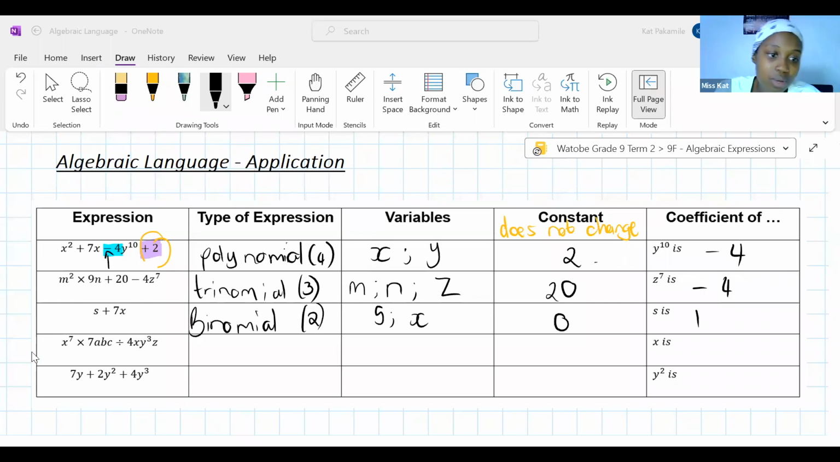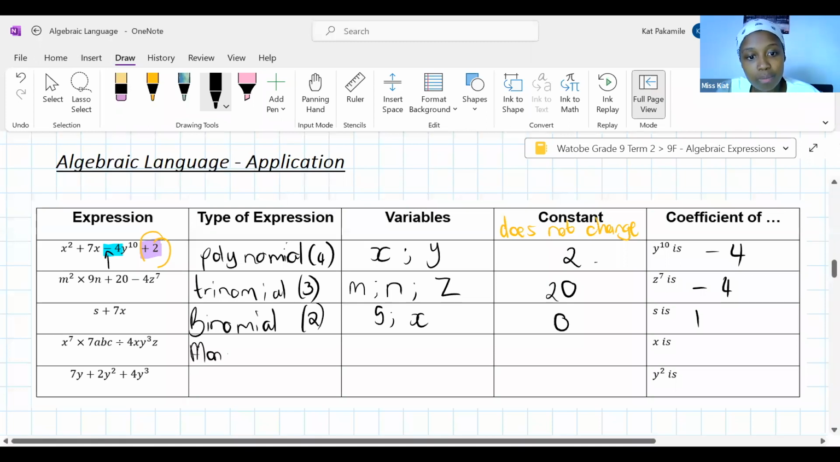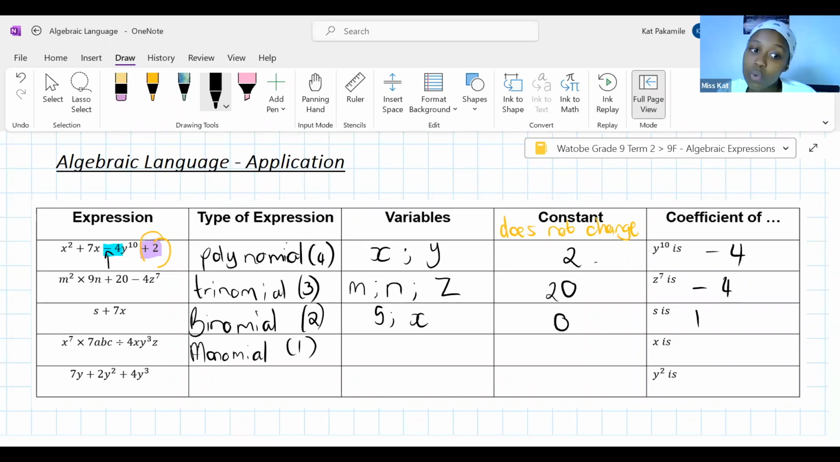How many terms do we have here, Tamarin? 2. Where is the separation? Oh, it's 1. So what type of expression do we have here? Monomial. Beautiful, Tamarin. Monomial, because we have 1 term. What are the variables here? Oh, we have quite a lot. Let's see. What are the variables in this one?